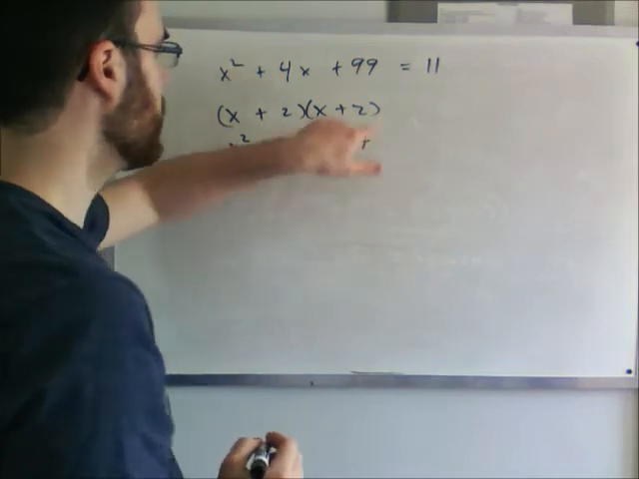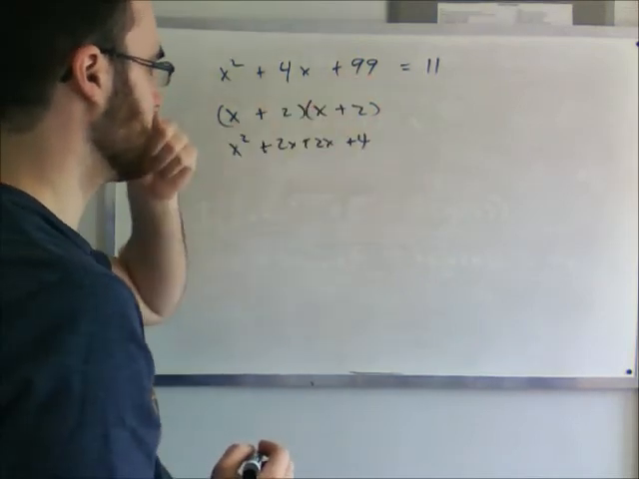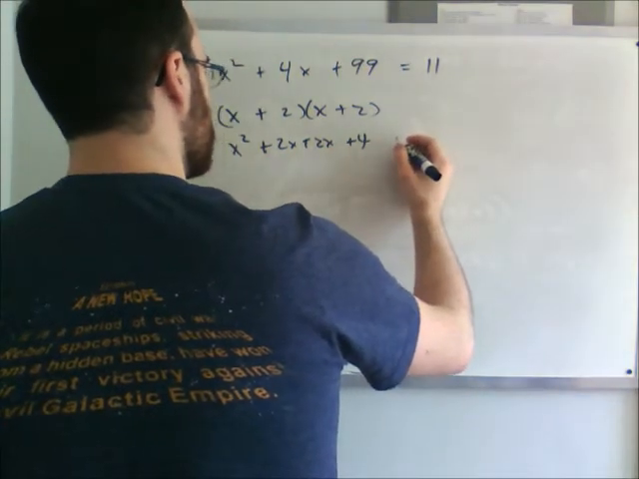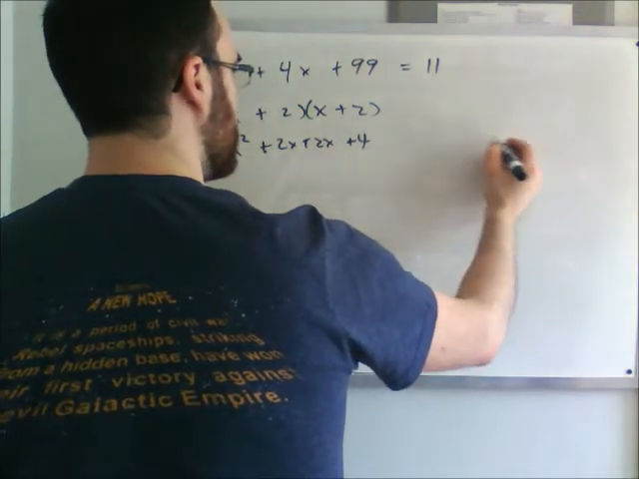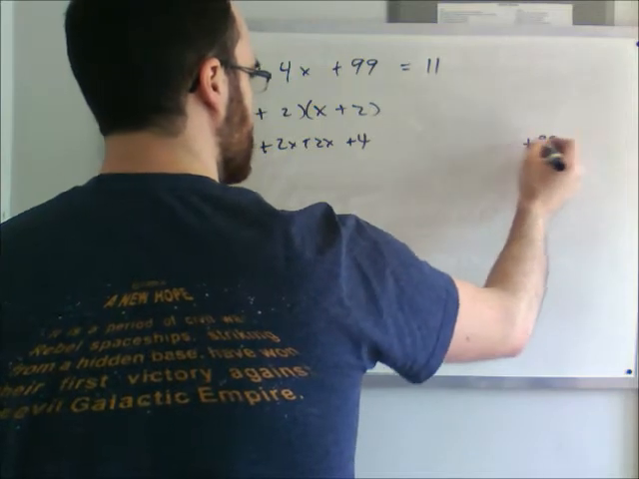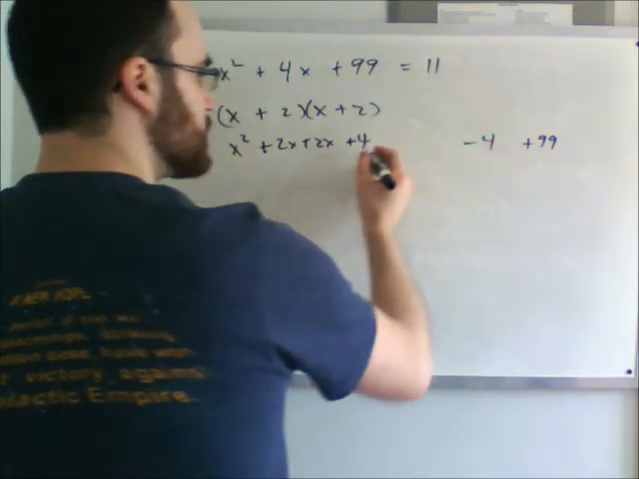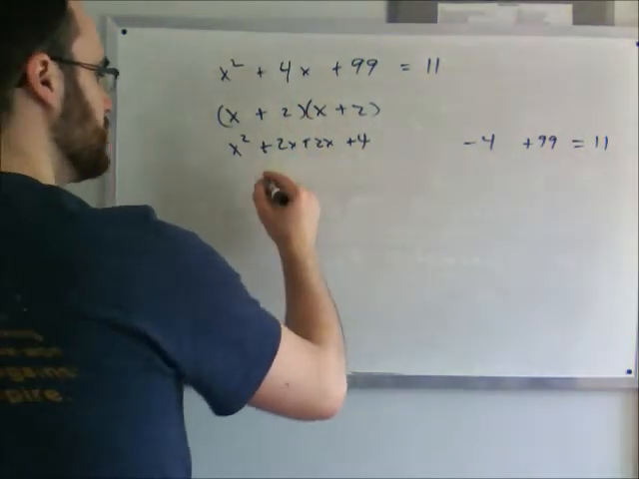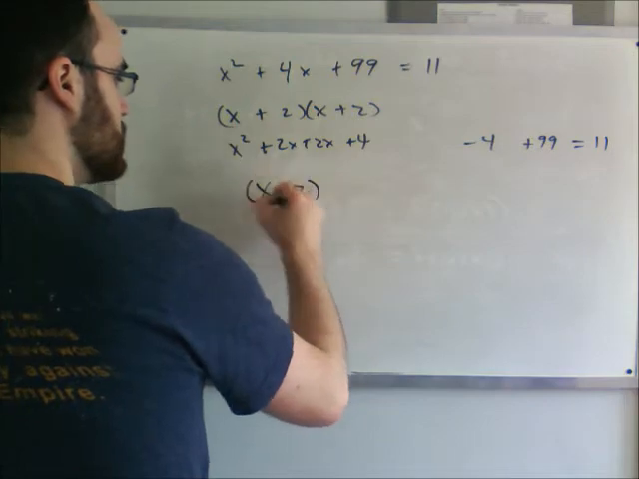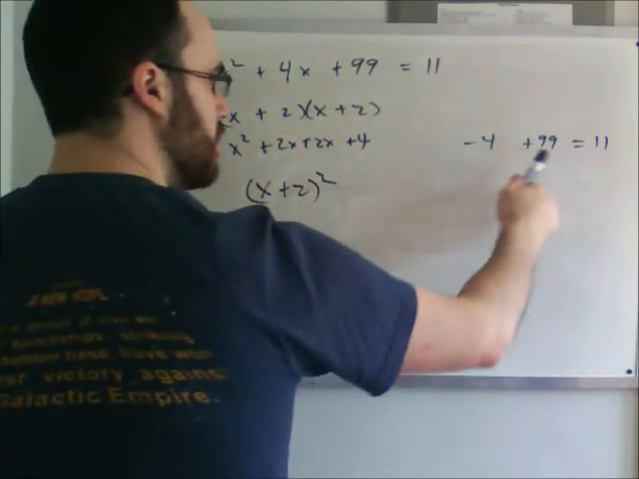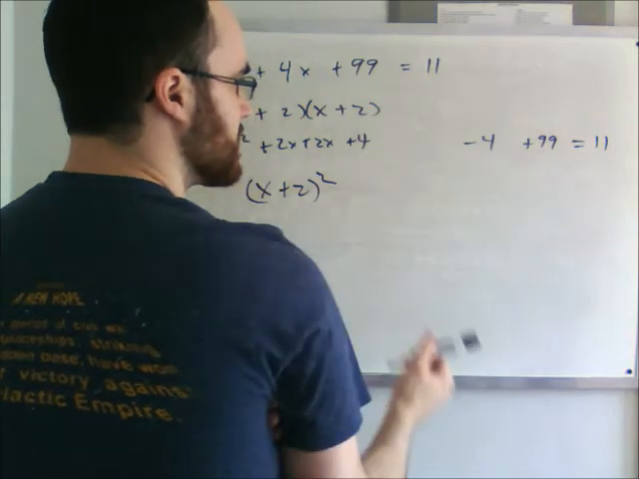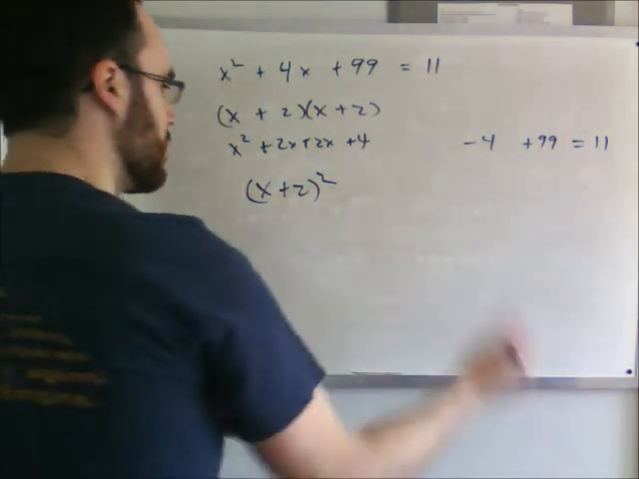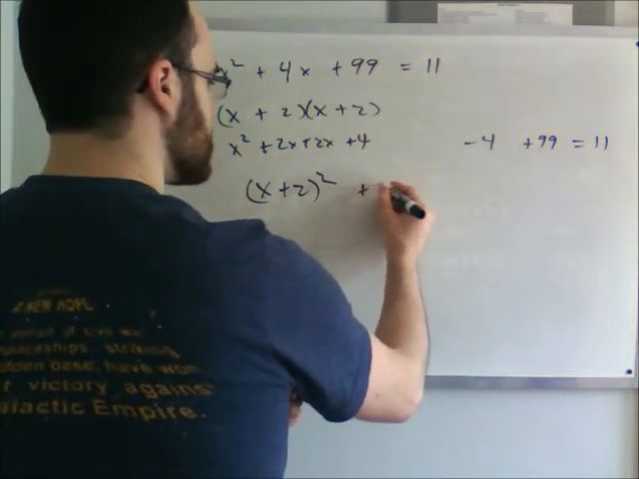Now, this 4 can be borrowed from this 99. Okay, so let's do that. Let's borrow from the 99 and say, all right, that's fine. We're going to take our 99 and do plus 99, and we have to do minus 4 because we added 4 here, equals 11. Now, this can be factored out into x plus 2 squared, right? Now we have to bring all these together. So 99 minus 4 is 95. Minus 11 is 84. So it's going to be plus 84.